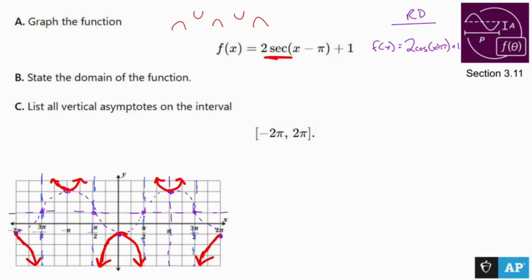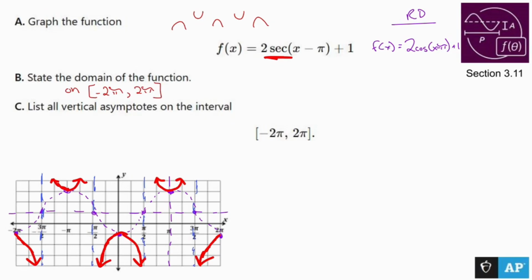State the domain of the function. Okay. Well, I didn't do a good job saying that. I mean, the domain is everything except for the vertical asymptotes. Am I only focusing on negative 2 pi to 2 pi? I guess I am. Maybe that's what I meant to do when I wrote that problem. So let me reword this. State the domain of the function on the picture that we see, negative 2 pi to 2 pi.